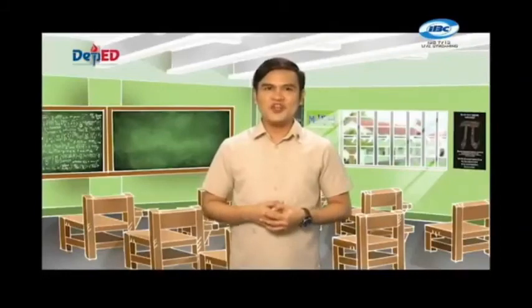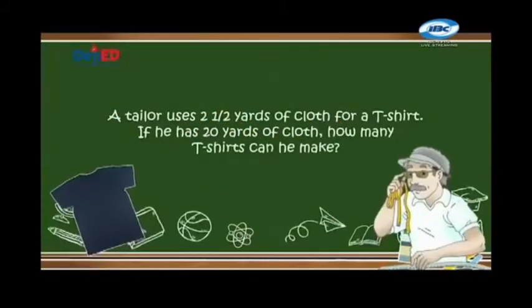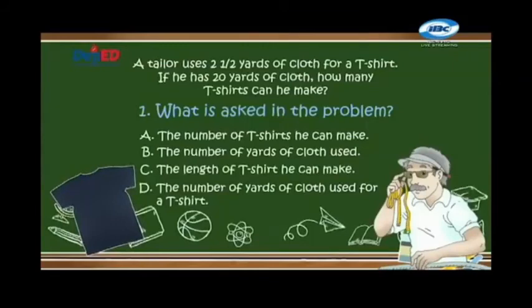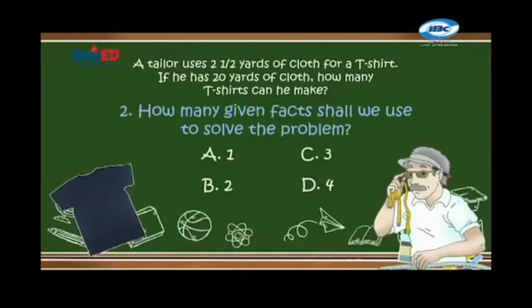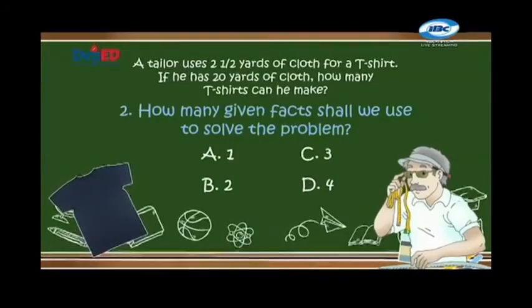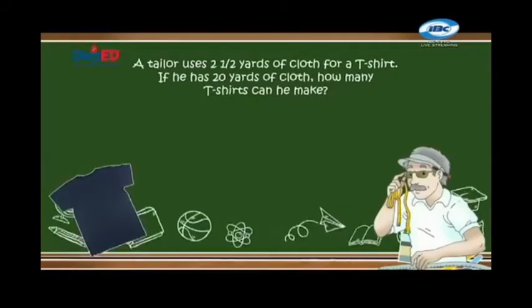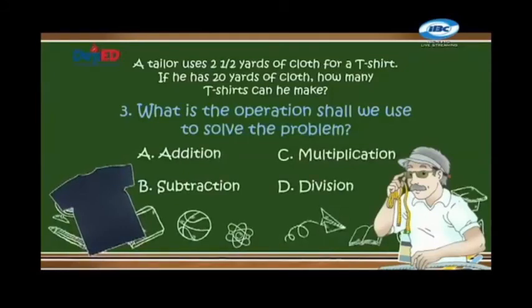Alright, let us check your answer. A tailor uses 2½ yards of cloth for a t-shirt. If he has 20 yards of cloth, how many t-shirts can he make? Number 1. What is asked in the problem? The correct answer is letter A, the number of t-shirts he can make. Number 2. How many given facts shall we use to solve the problem? The correct answer is letter B, 2. Number 3. What operation shall we use to solve the problem? The correct answer is letter D, division.